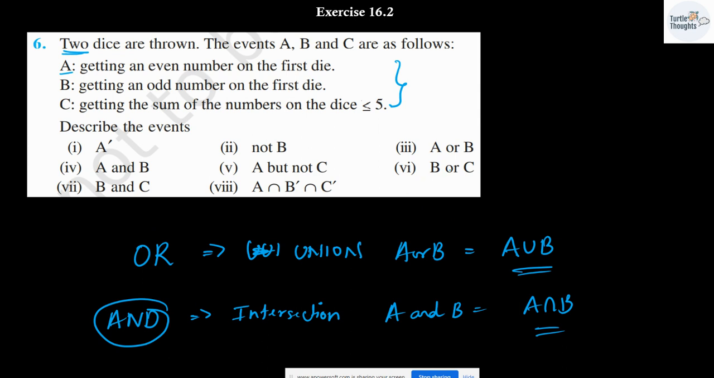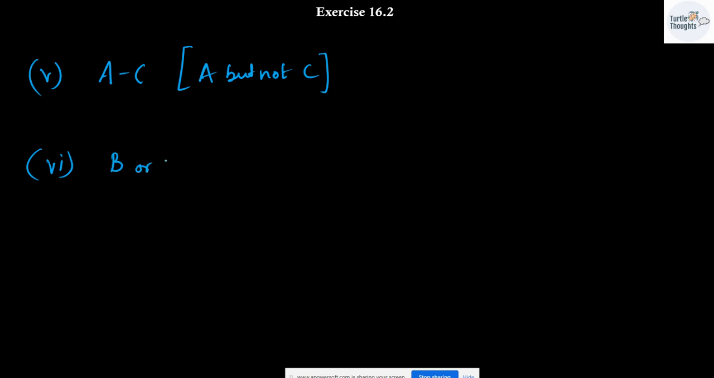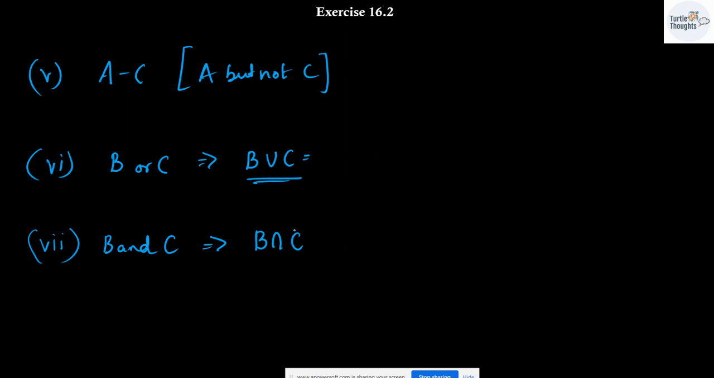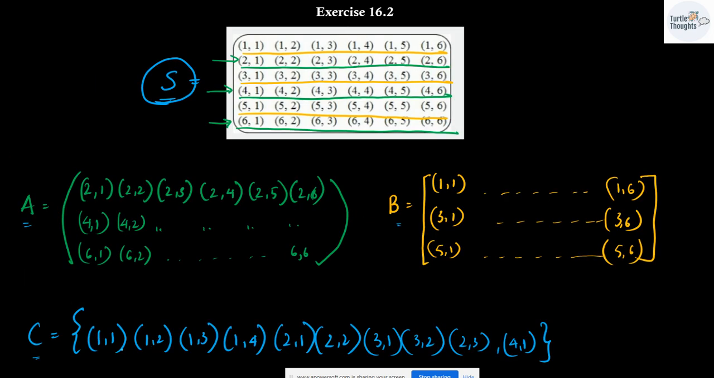Sixth one is B or C. B or C mathematically can be written as B union C. Write all the elements in B, write all the elements in C. Next, the seventh one is B and C. Here I have to consider the common elements which are there in B also and C also. Which are there in B and C? 1 comma 1 and 1 comma 1.